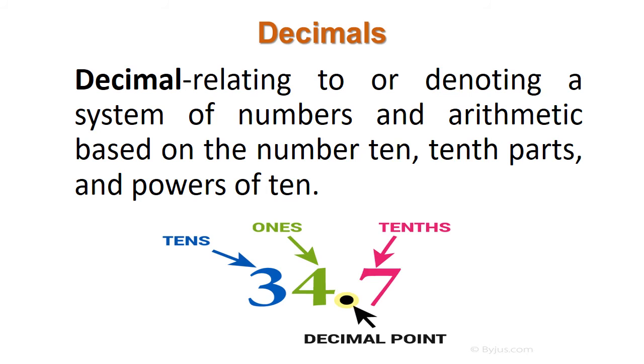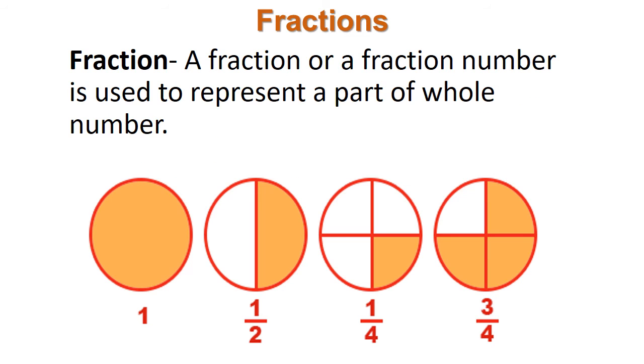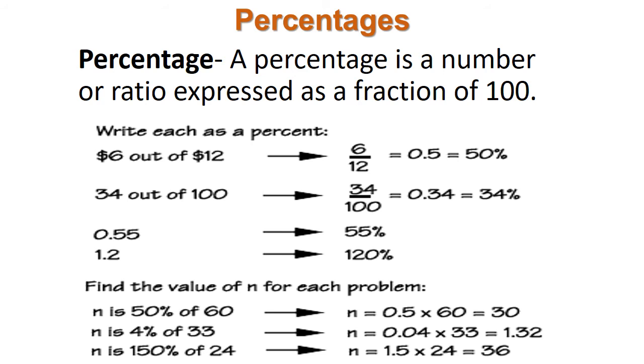These are decimals: 10, tens, ones, tenth. Decimals relate to a system of number and arithmetic based on the number 10, the tenth part of a power of 10. Fraction: a fraction number is used to present part of a whole number. Percentage: a percentage is a number or ratio expressed as a fraction of 100.